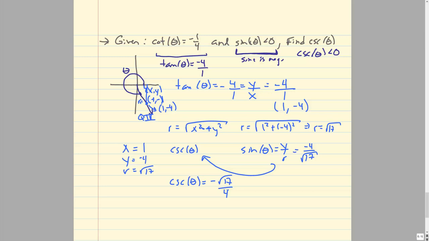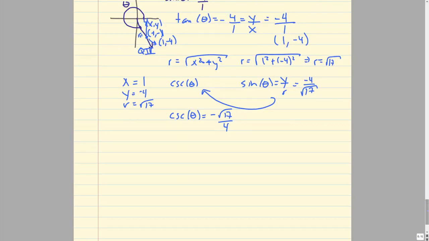And again, it doesn't matter where that negative goes when I have my ratio written. It only really matters when I'm trying to figure out what quadrant I'm in. So negative root 17 over 4 would be my value for cosecant. And I could go find all the other trig functions as well, but I think we have the hang of this. Okay, so let's go ahead and look at another example.